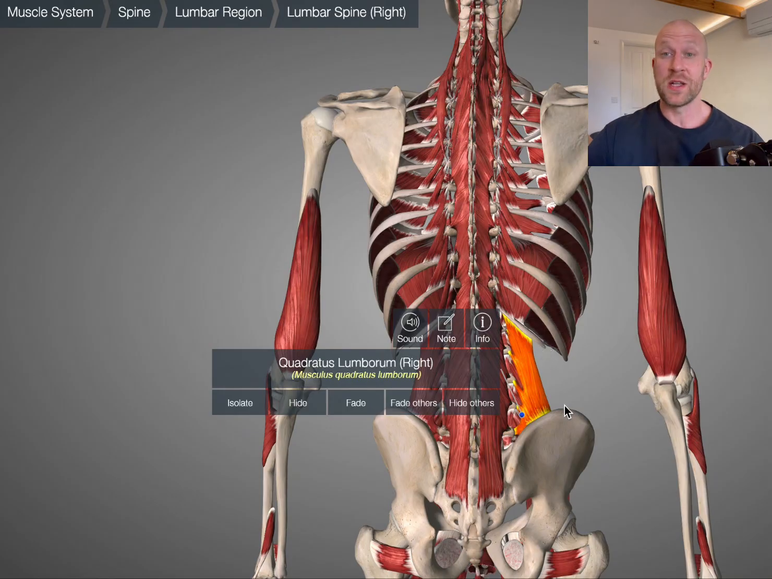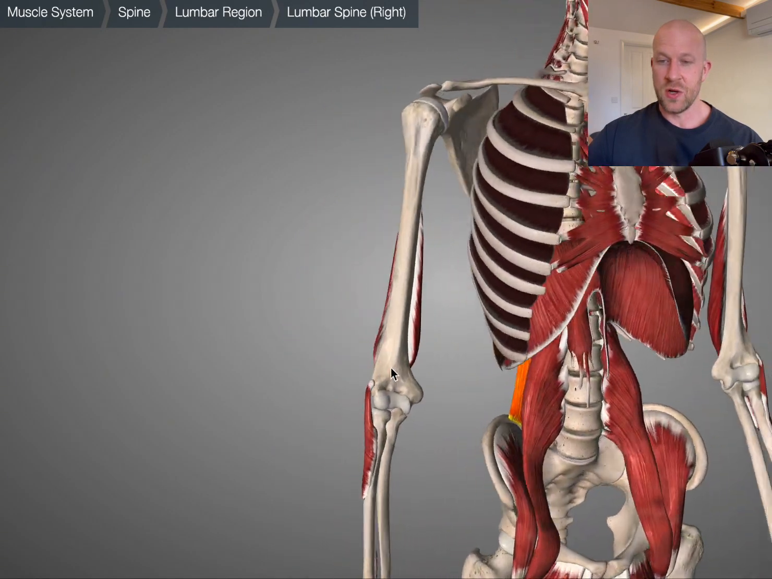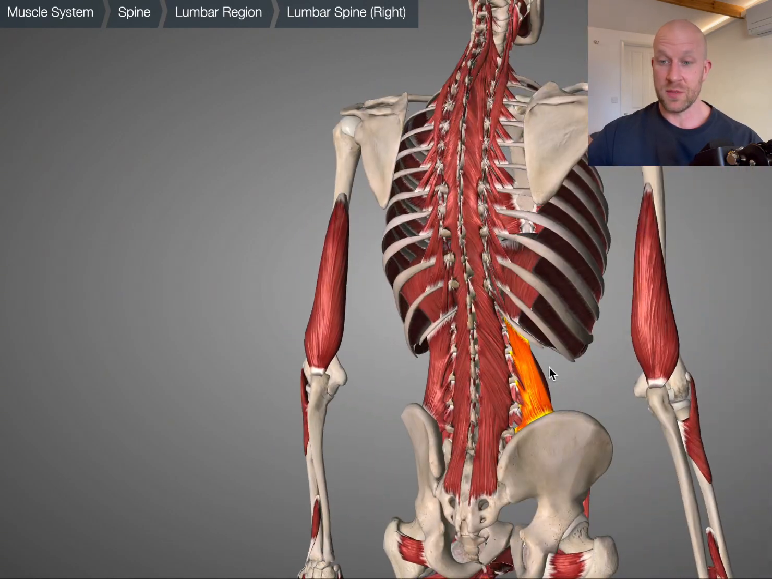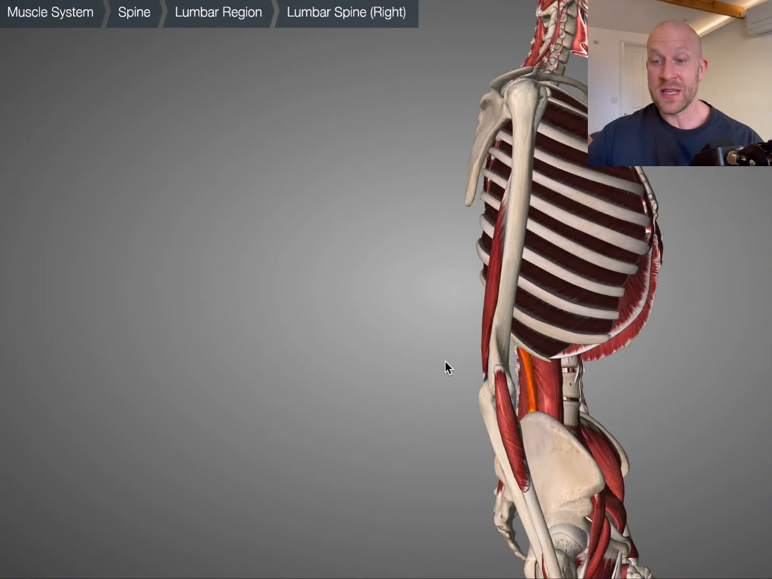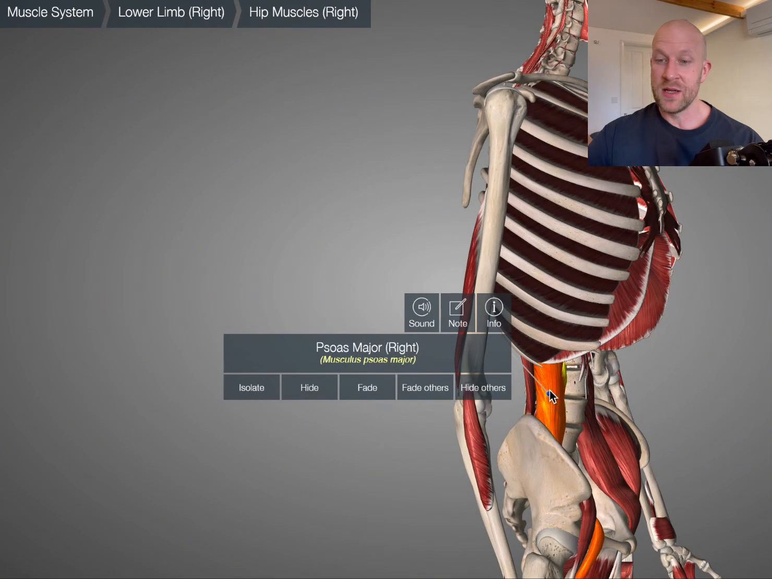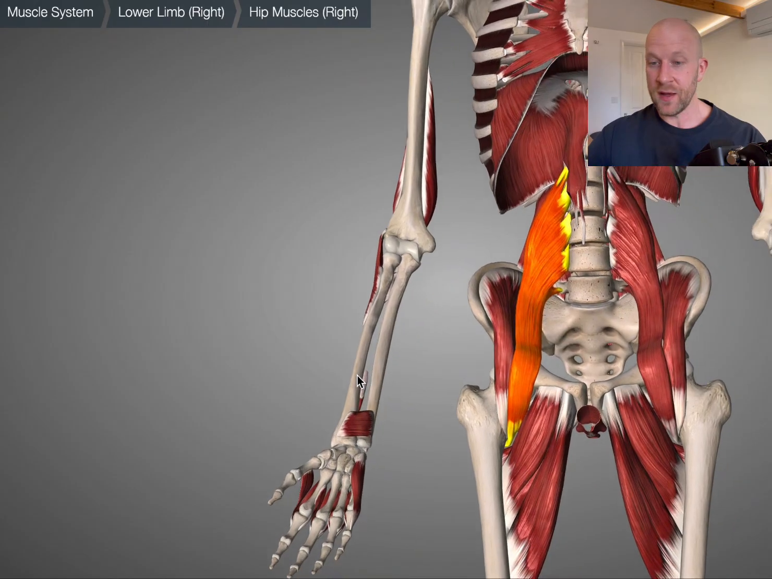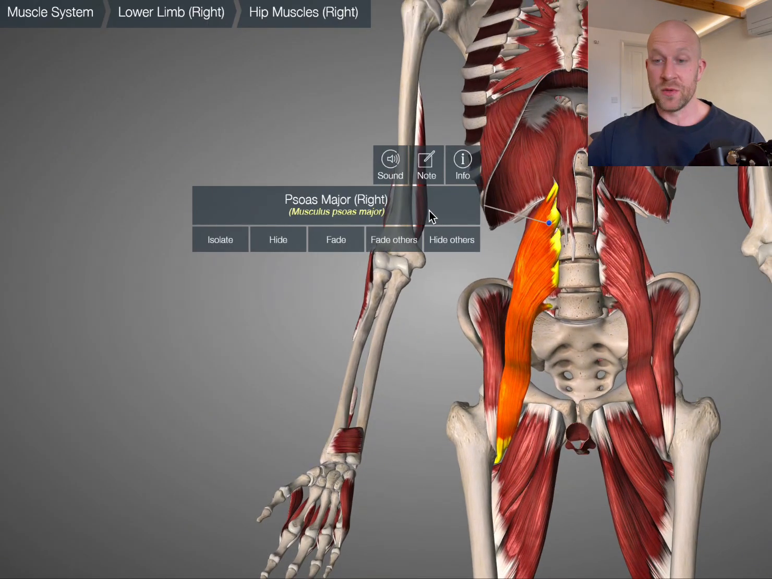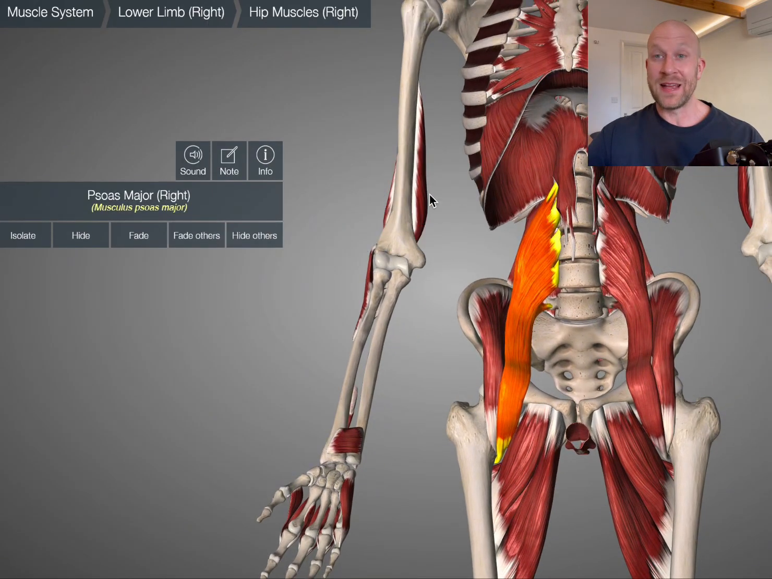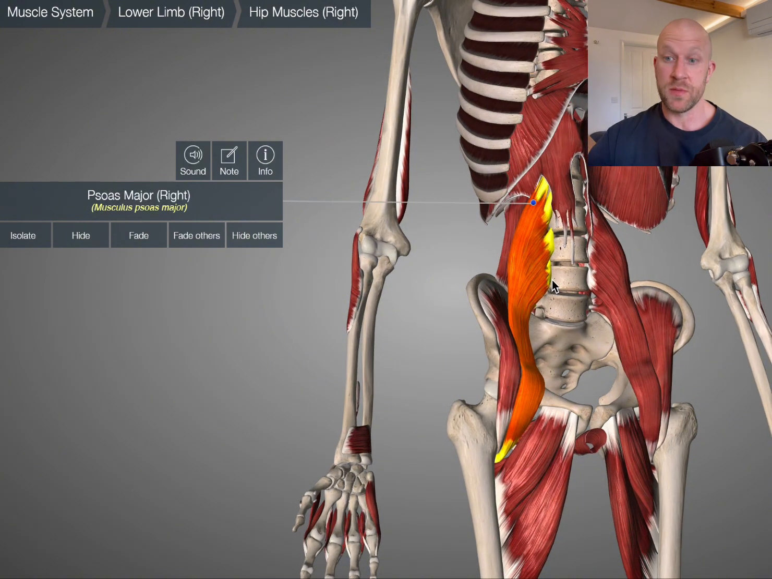We've got quadratus lumborum, which connects the iliac crest to the last rib. And it's got a strong insertion on the transverse processes of the lumbar spine. So that, when seen in this view, sits right on the back, so posteriorly to psoas major. And this is a muscle not to be overlooked when it comes to the core and back pain in general, I think. This is a big muscle, often known for flexing the hip, but look at the size of that origin on the lumbar spine.